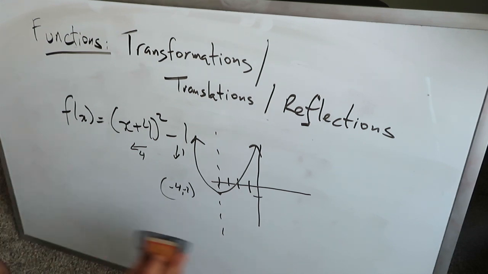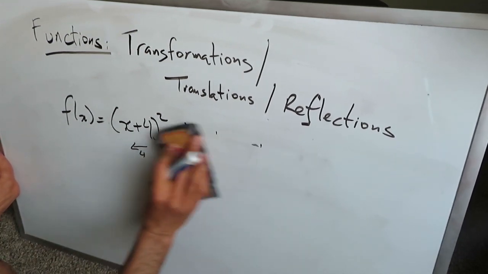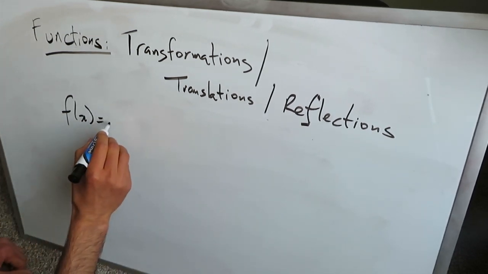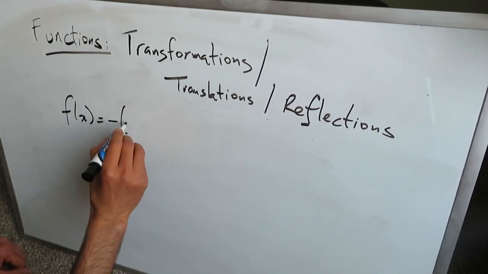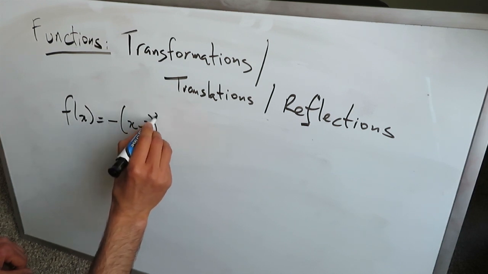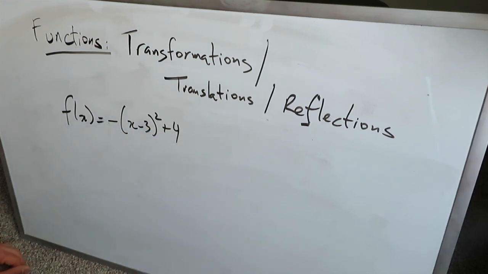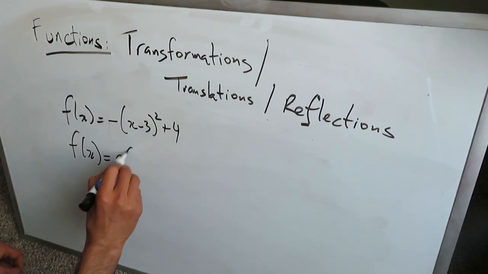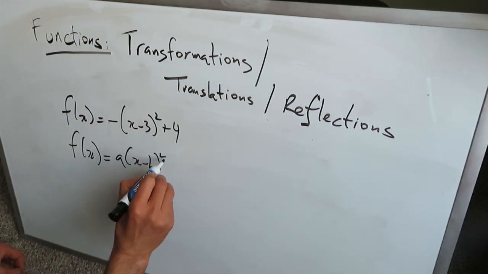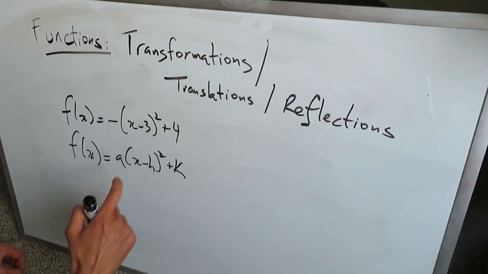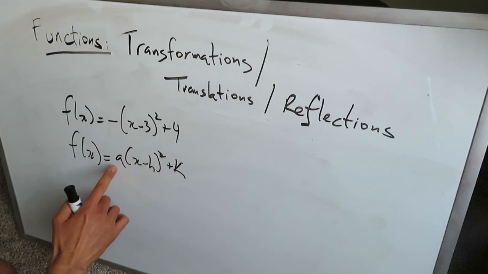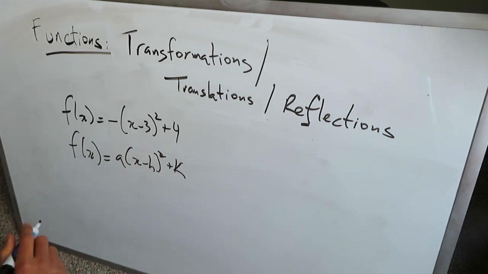Let's look at yet another example. We'll put in a transformation over here. Now we have a minus, and then let's say (x - 3)² + 4. You know, the basic standard of a parabola is always f(x) = a(x - h)² + k. The horizontal shift, the vertical shift, and any compression or stretching or reflection is reflected here in terms of a.